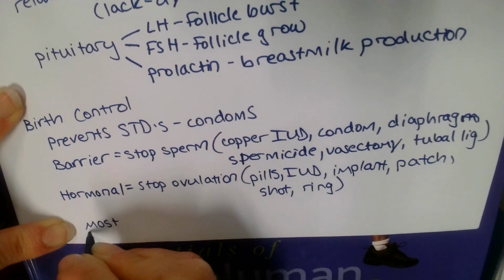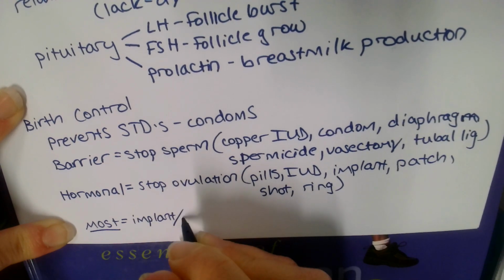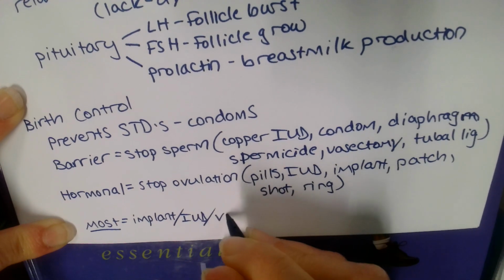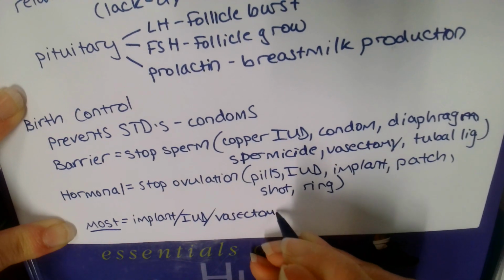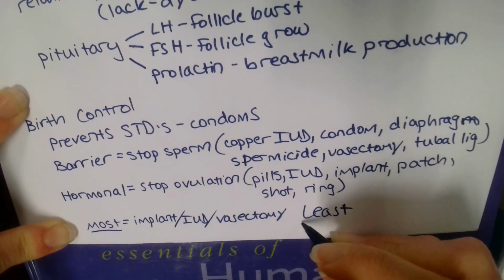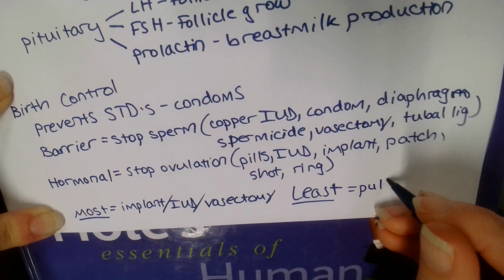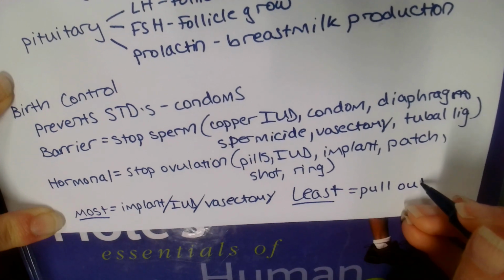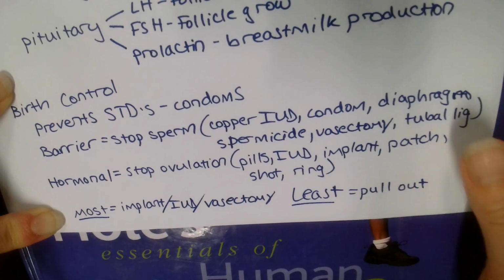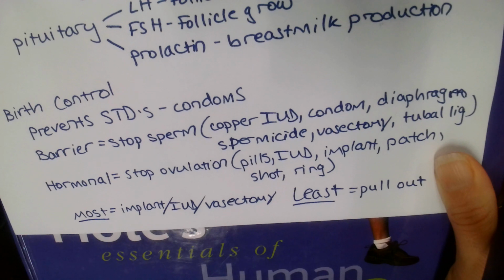Overall, the most effective methods are going to be implant or an IUD or a vasectomy. The least effective is which one? Pull-out method. Good. Which doesn't really deserve to be called a birth control method, but it is important to educate you. All right.